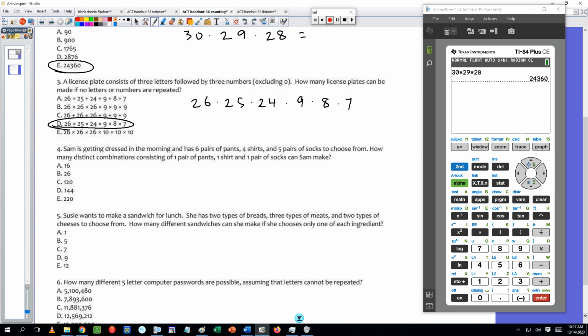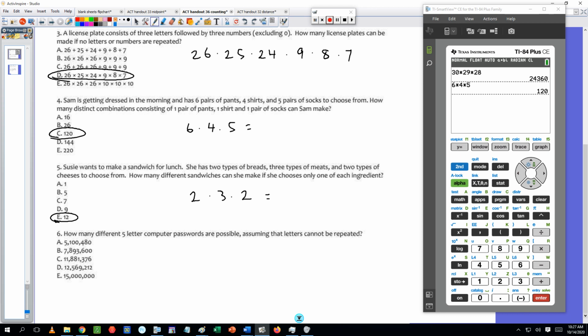Sam is getting dressed in the morning and has 6 pairs of pants, 4 shirts, and 5 pairs of socks. How many distinct combinations? So 6 times 4 times 5, 120. Susie wants to make a sandwich for lunch. She has 2 types of bread, 3 types of meat, and 2 types of cheese. 1 of each ingredient. So 2 bread, 3 meats, 2 cheese. 2 and 2 is 4. 3 makes 12. Your answer is E.